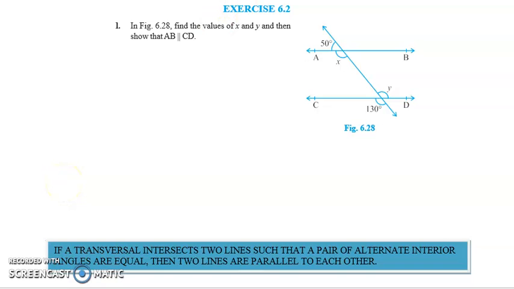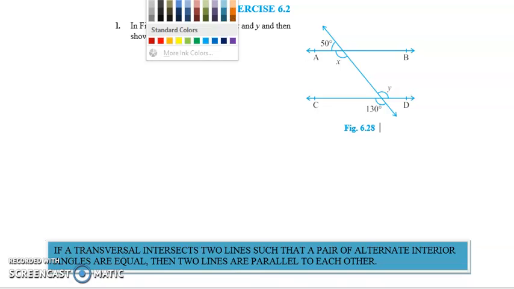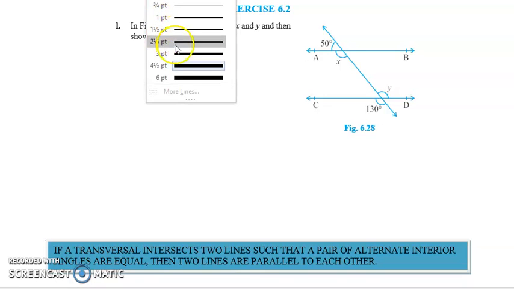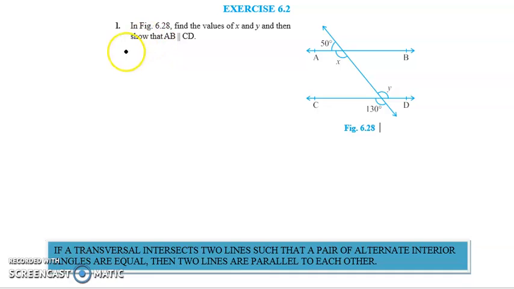Okay students, now starting with exercise 6.2. Alright, so exercise 6.2. Now see first question. In the previous video I had explained the concepts, what are different types of angles, what are alternate angles, what are corresponding angles, what is transversal, what is parallel, and all this we have done. I'm starting with exercise 6.2, question number 1 of your NCERT.